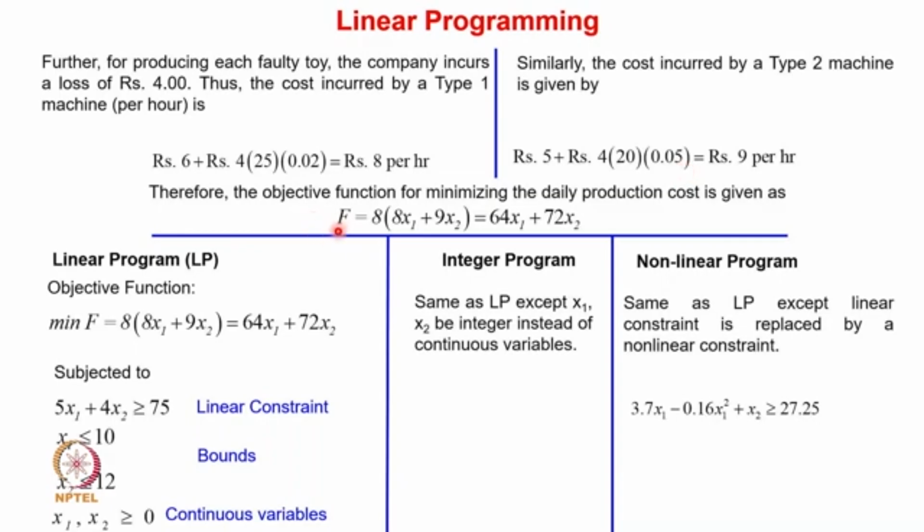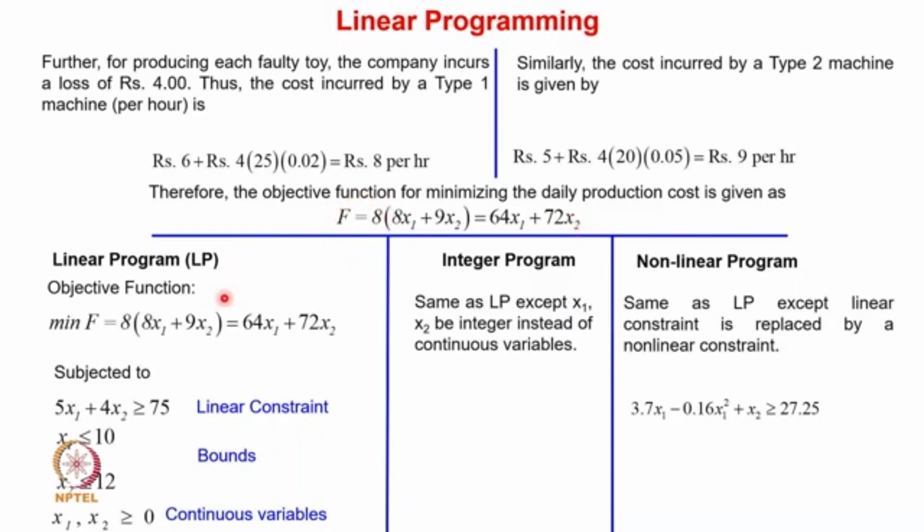So what will the operating cost be in this case? 8 rupees per hour is for a type 1 machine, and the number of type 1 machines we are operating is, let's say, x1, isn't it? And similarly 9 rupees per hour is the operating cost for the type 2 machine, multiplied by the number of type 2 machines used, x2, and both are operating for 8 hours, so multiplied by 8. So we get the objective function f equals 64x1 plus 72x2, and this we want to minimize.